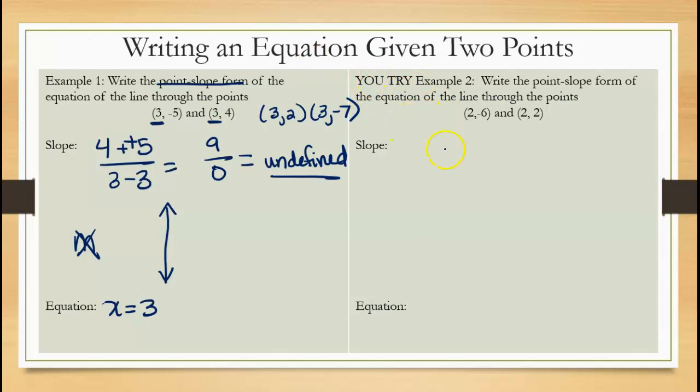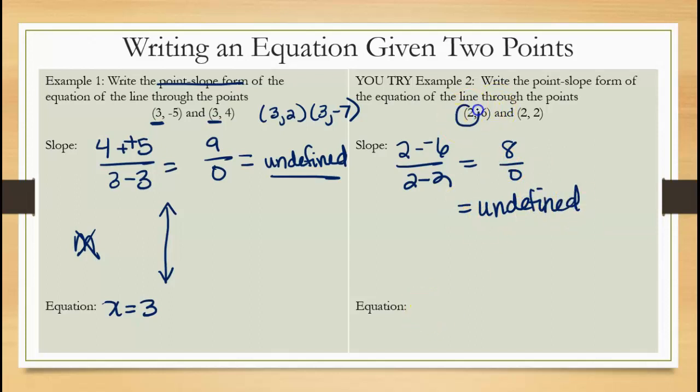You should have subtracted your y's on the top, 2 minus negative 6, all over 2 minus 2. This becomes 8 divided by 0. Again, my slope is undefined. It is impossible for us to write this in point-slope form, but notice, what is x always equal to? X is always equal to 2, and we're done there.